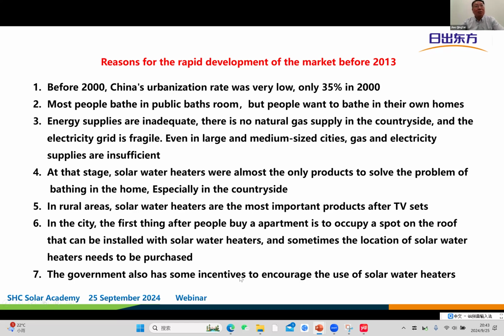And also, the Chinese government has some incentive programs to encourage people to use solar water heaters. So before 2013, the market increased very, very fast in the Chinese market.